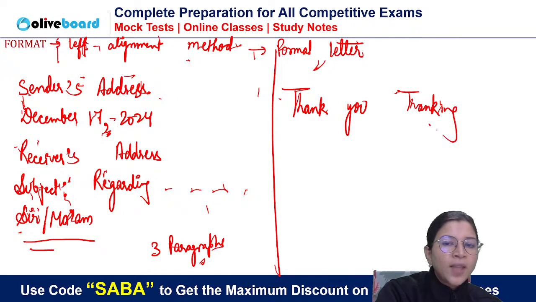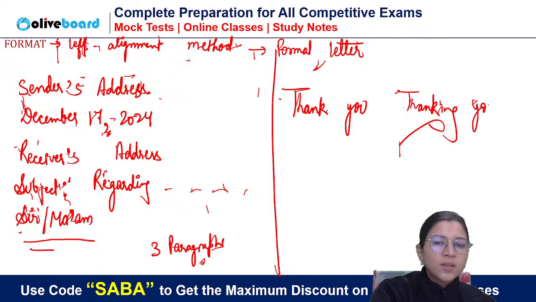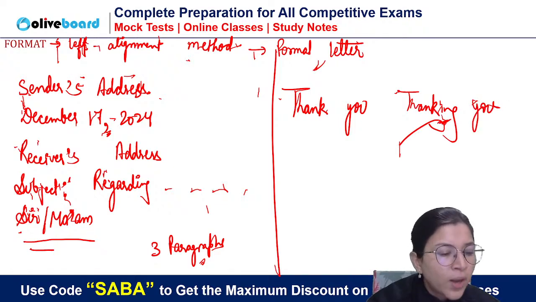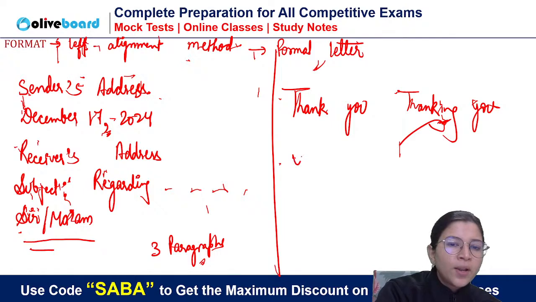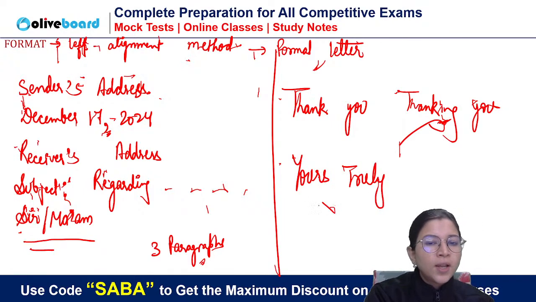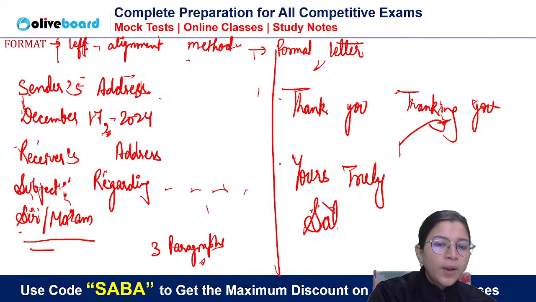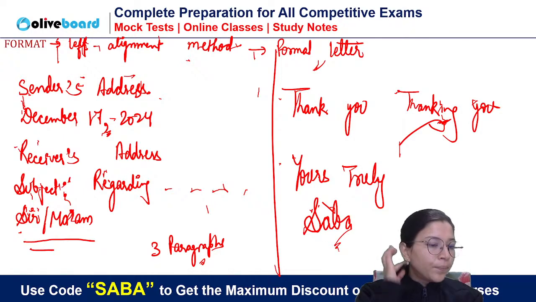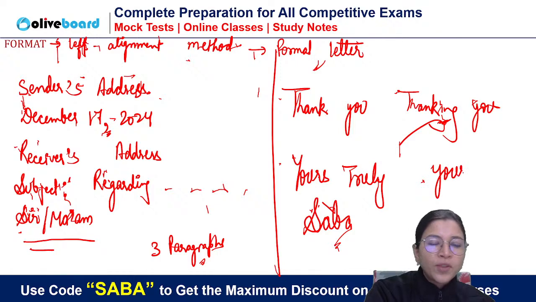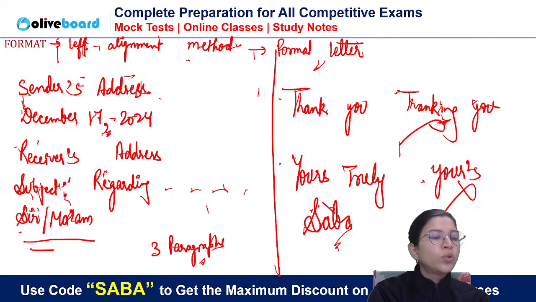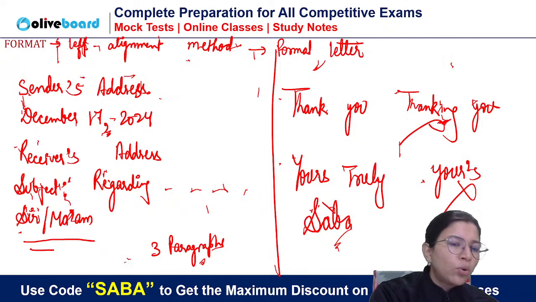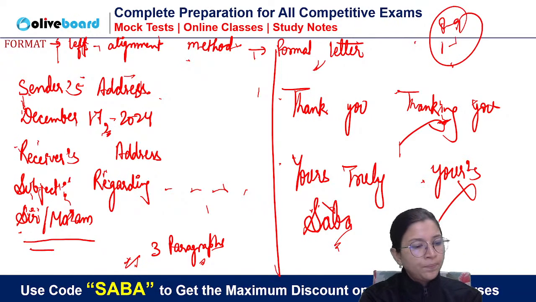Thanks in anticipation. But thanking you, do not end your letter with a hanging participle. This 'ing' and all, these are called hanging participles. And then you can write regards or yours truly, yours faithfully, yours sincerely, your name. My name is Saba. I will be writing Saba here. Got it? And in yours, do not put an apostrophe, guys. Don't write yours like this. I hope you all know this in grammar. So avoid these small mistakes, and if you write this format and write the content reasonably well, you can easily get 8 to 9 marks in your letter writing.